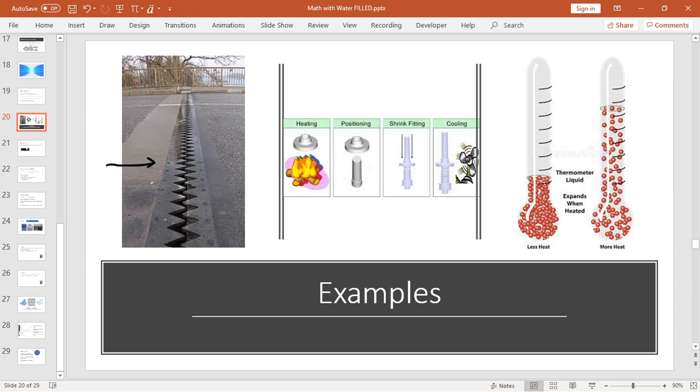So you need to leave enough space for that to happen, because if it wants to expand, and it can't and doesn't have anywhere to go, you're going to get cracking and buckling.